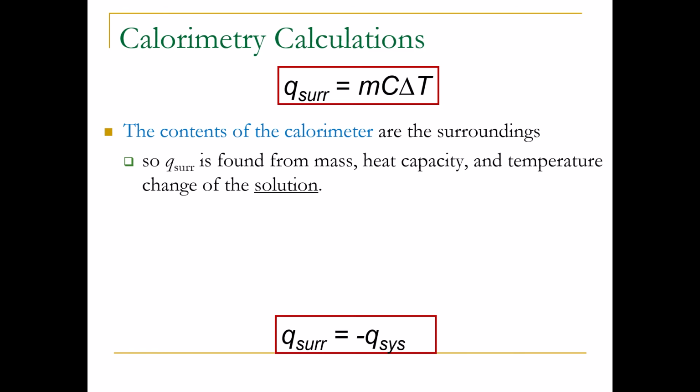All right, so instead of focusing on the system, we're going to focus our calculations on the surroundings. And in this case, that is the calorimeter. So our calorimeter, our piece of equipment, is going to represent the surroundings, and we're going to focus on the Q of the surroundings and then apply that to the system. All right. Now, our Q for the surroundings is found based on the mass, the heat capacity, and the temperature change. So from our equation, mass, heat capacity, temperature change of the solution that we create in the calorimeter. All right.